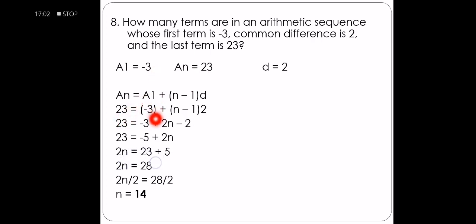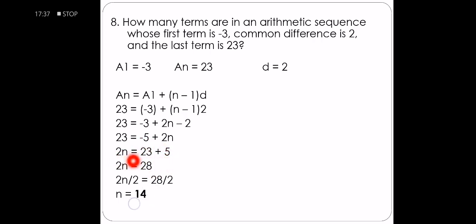So a sub 1 is negative 3 plus n minus 1 times d. So our d is 2. So times 2. 23 equals negative 3 plus, we are going to use the distributive property. So 2 times n is 2n, 2 times negative 1 is negative 2. So we have 23 equals negative 5 plus 2n because negative 3 minus 2 is negative 5. Next, pagkasamahin natin si negative 5 at si 23. So kung negative siya, magiging positive na yung 5.